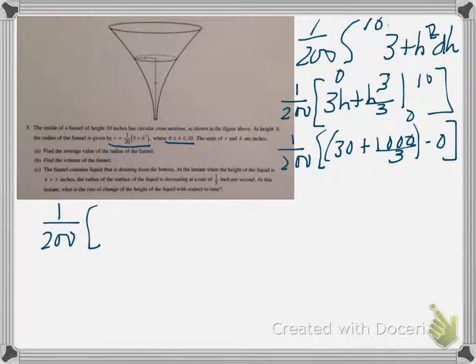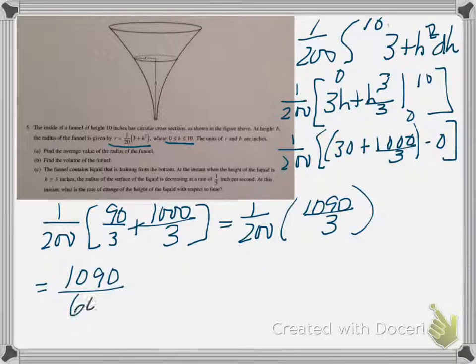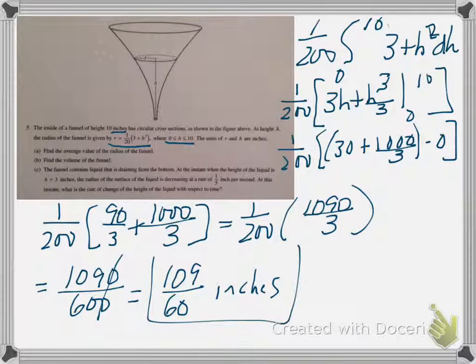Okay, let's simplify some more. So we'll find a common denominator. This is a non-calculator question, again, I'm just mentioning that. We get 1,090 over 3. Multiply it out. So we can take away a set of zeros here. We get 109 over 60, and we're talking about inches. And that was the answer.